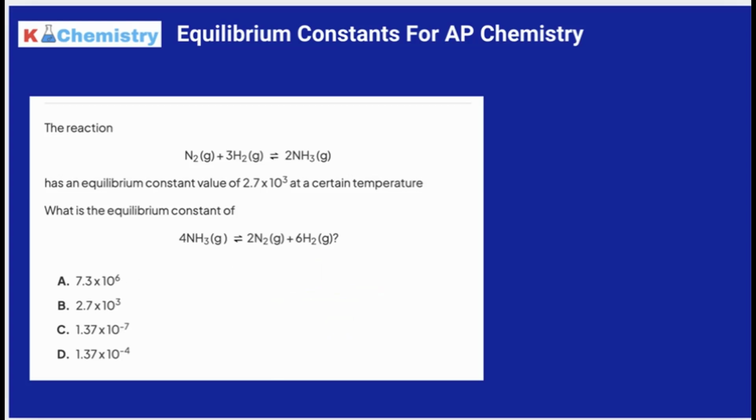Let's try to do it on the calculator. I'll find it is C, 1.37 multiplied by 10 to the power of negative 7. See the next question.